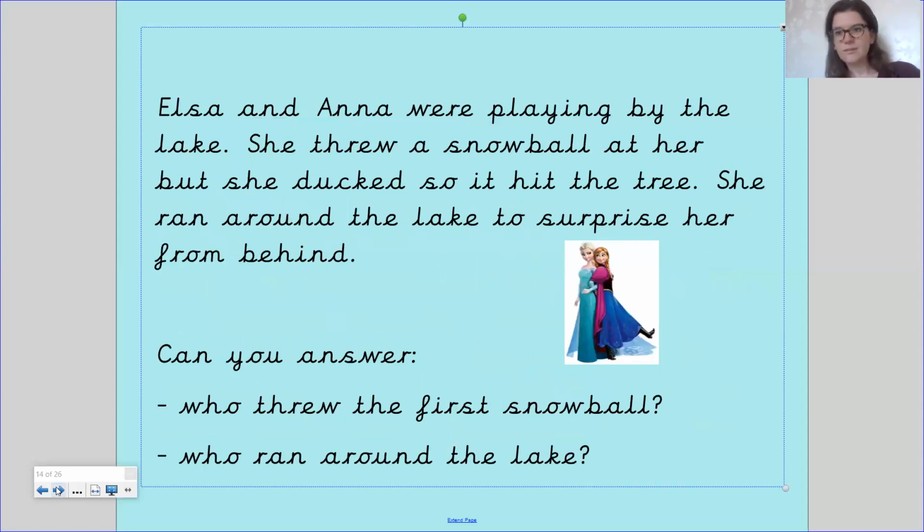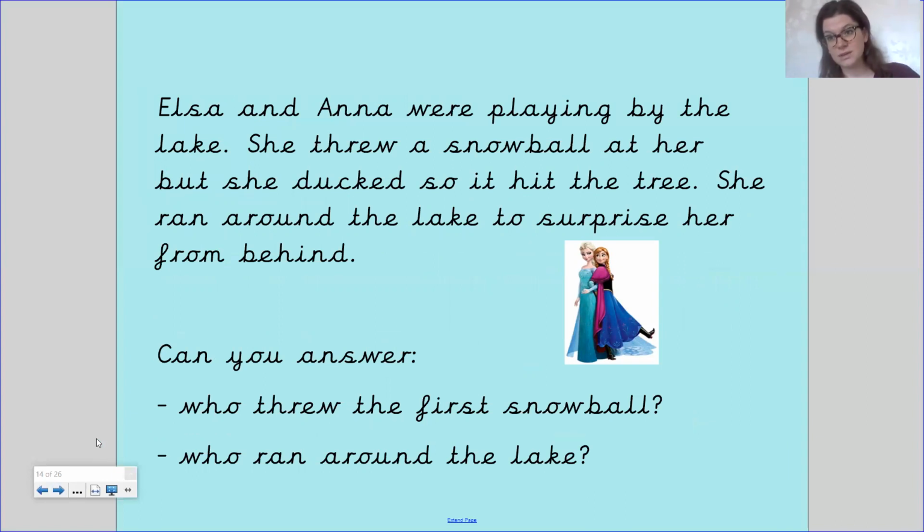Right. Here is another bit of writing. This one has a different mistake. Can you tell me what it is? Elsa and Anna were playing by the lake. She threw a snowball at her, but she ducked, so it hit the tree. She ran around the lake to surprise her from behind. Have a talk to the person sitting next to you. Pause this video. What's wrong with this bit of writing?